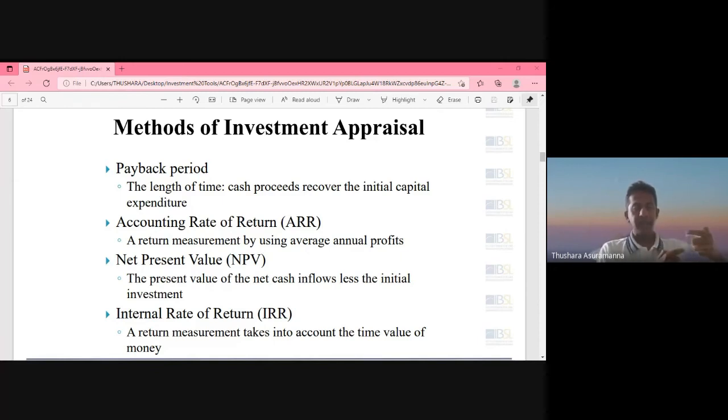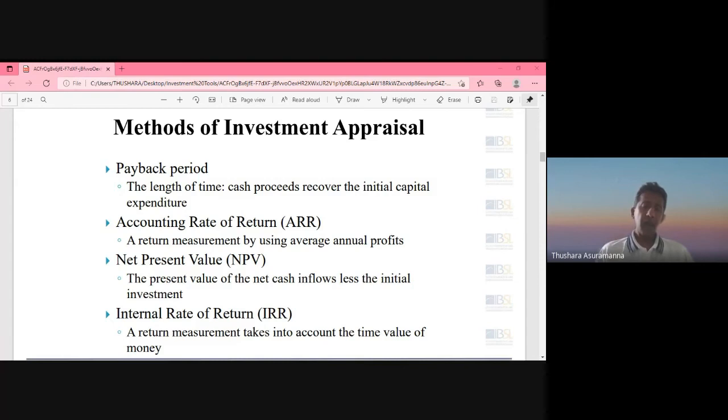If the difference is negative, it means we are not happy with the project, because we invested, and what we return is a negative figure. That's not good. We invested, and what we are getting, the difference is positive, then we are happy. So that's the concept of NPV.